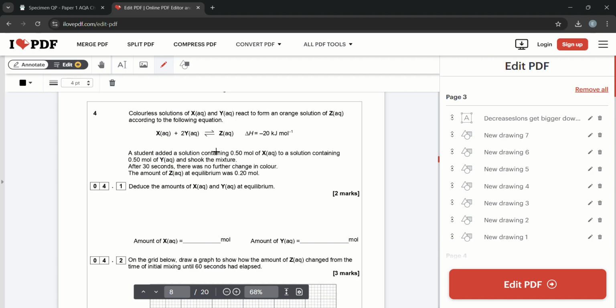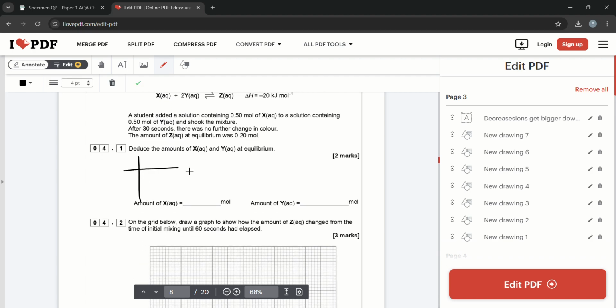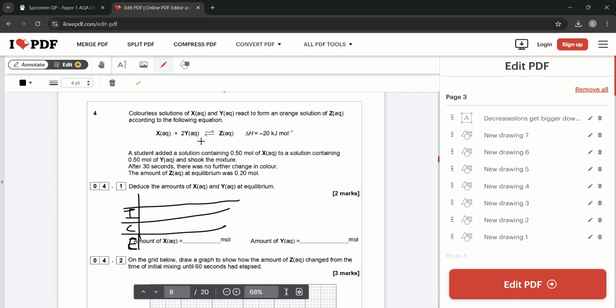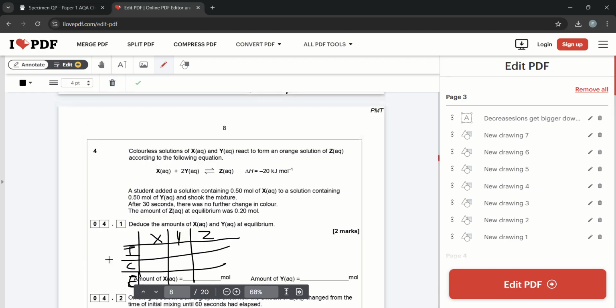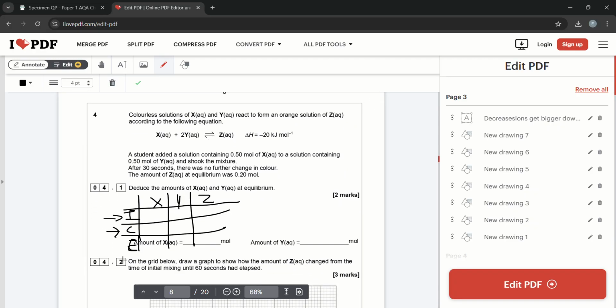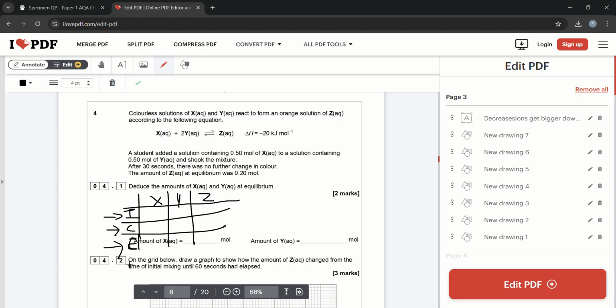So I like to use this method. If you guys have been watching this whole playlist, the ICE method, and what you want to do on the top is what you're working with. So in this case, we're working with X, Y, and Z. I stands for initial moles, C stands for change in moles, E stands for equilibrium moles. Now that we're on the same page, so X contains initially 0.50 moles of this.